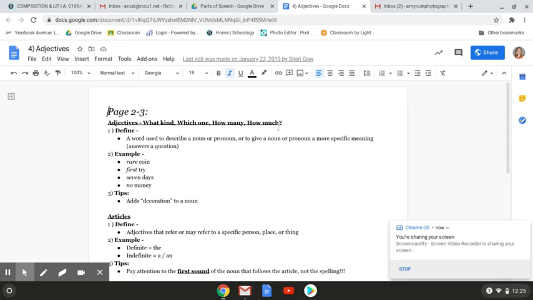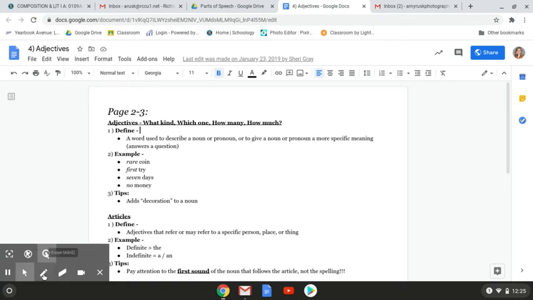Notes on adjectives. First, we're just looking at your basic adjective. We know that adjectives describe nouns. So an adjective answers the questions what kind, which one, how many, and how much. A word used to describe a noun or pronoun or to give a noun or pronoun a more specific meaning. That is the definition of your basic adjective.